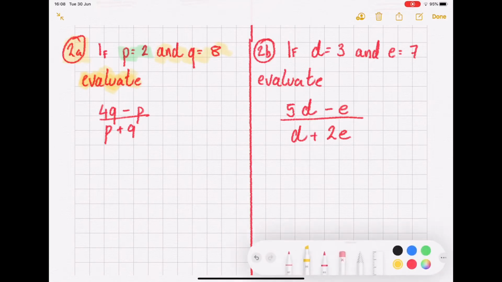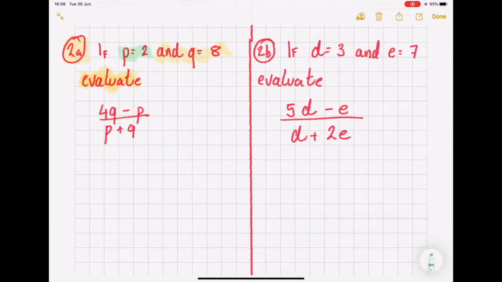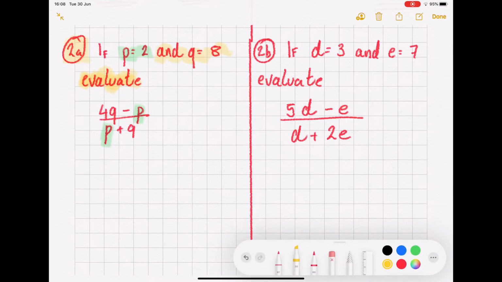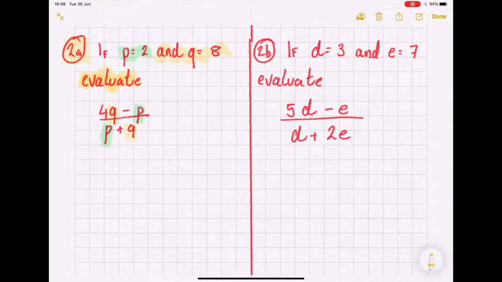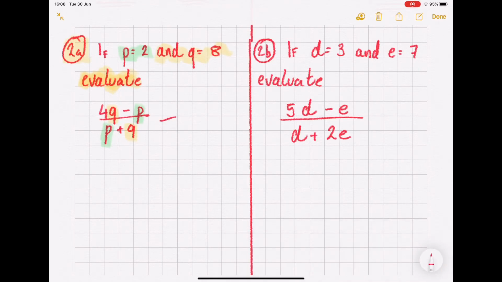And that means replacing the p and the q values you have in the question into the expression down here. So every time you see a p, you're going to want to replace that with a 2. And every time you see a q, you're going to want to replace that with an 8. So with that in mind, let's rewrite this expression here, but without any p's and q's, replacing them with 2's and 8's, okay? So let's rewrite this.